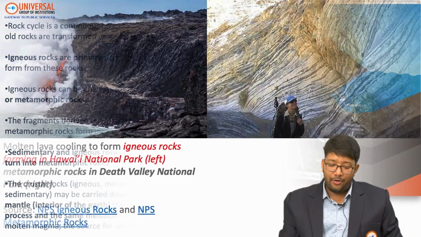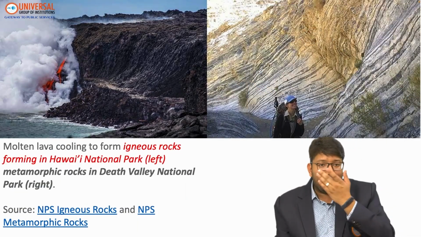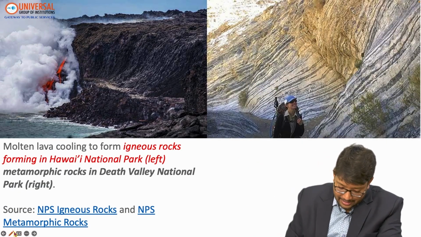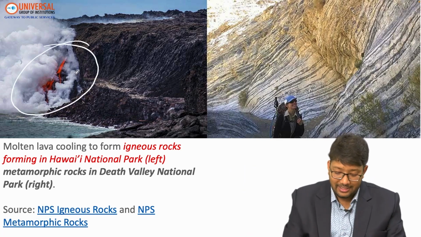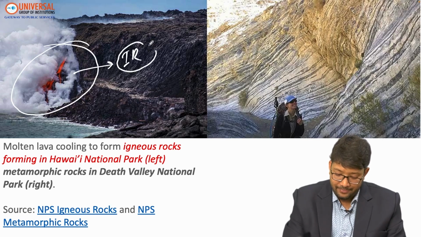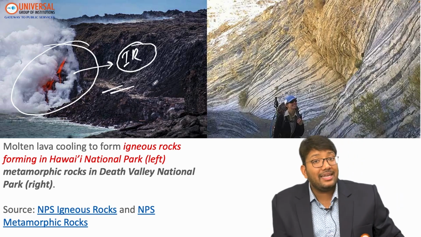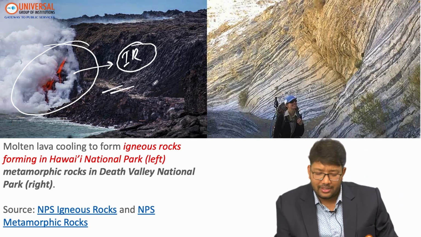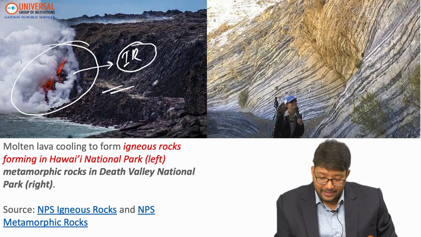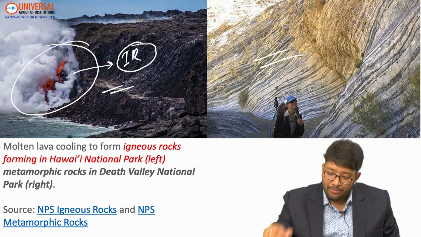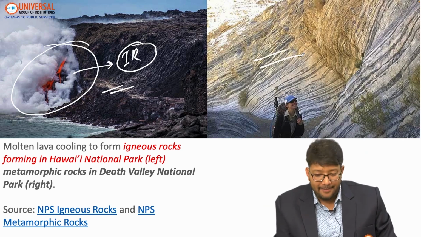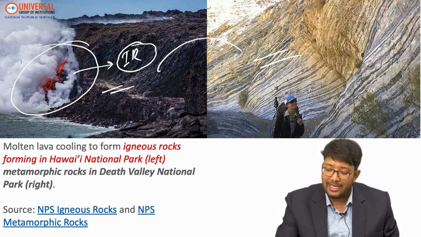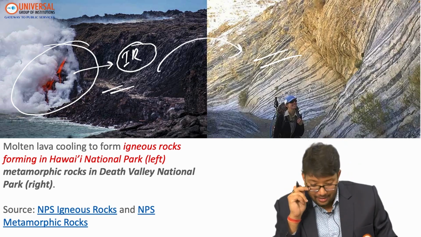Now, in this diagram, these are the igneous rocks. The left one is the molten lava. These are forming which rocks? Igneous rocks. And this is the photo of Hawaii National Park. Hawaii is very active, a volcano plume basically. On the right side, you will find the metamorphic rocks in Death Valley National Park of USA. So you have to remember how metamorphic rocks are created from igneous rocks.